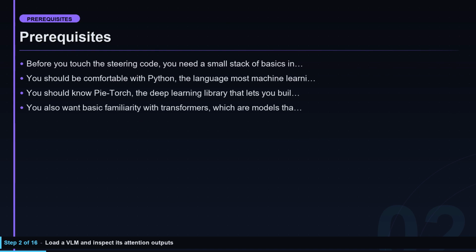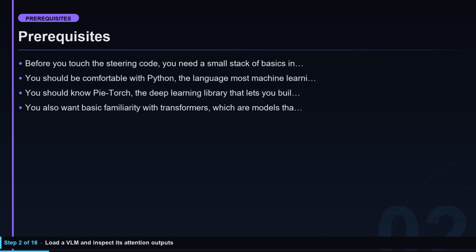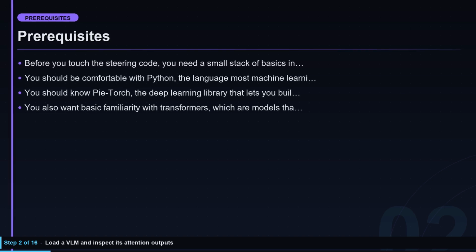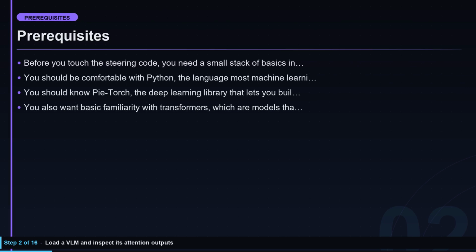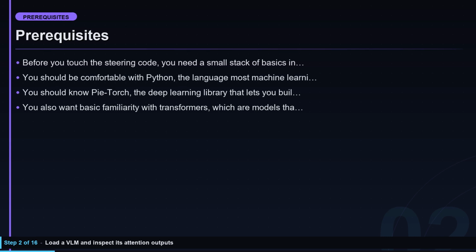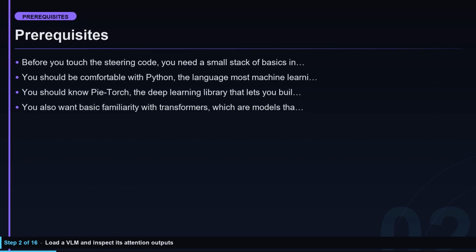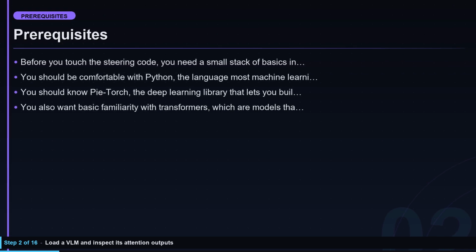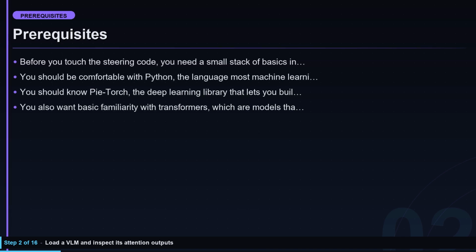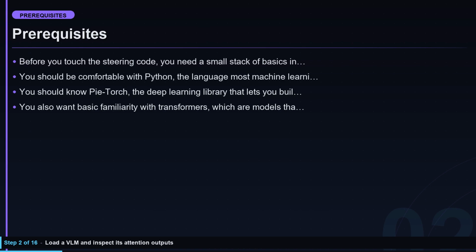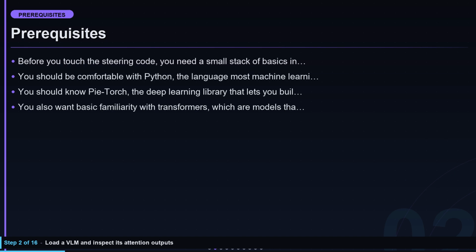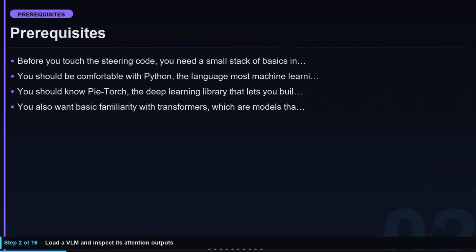Before you touch the steering code, you need a small stack of basics in place, because this technique sits right at the intersection of language models and vision. You should be comfortable with Python, the language most machine learning code is written in. You should know PyTorch, the deep learning library that lets you build and edit neural nets. You also want basic familiarity with transformers, which are models that use attention to decide what matters in a sequence, and attention itself, which is the mechanism that lets the model focus on specific tokens. On top of that, you need a working sense of vision language models, or VLM, which are models that connect images and text in one system. And it helps to know NumPy, the array library that makes tensor-style math easier to read and debug.